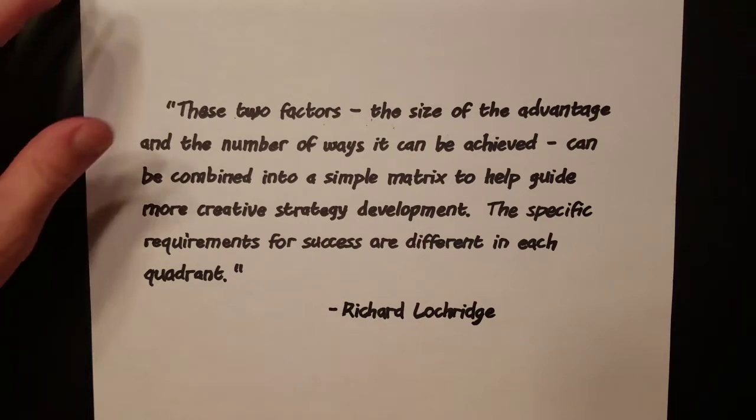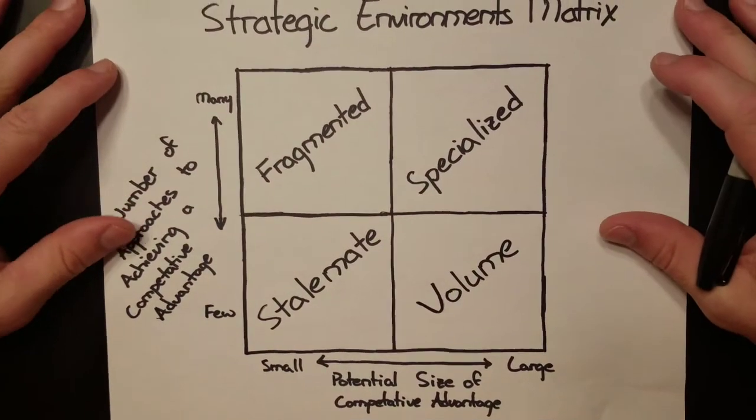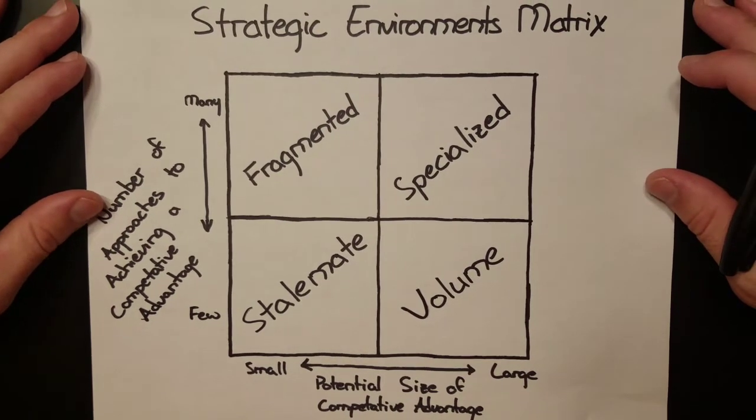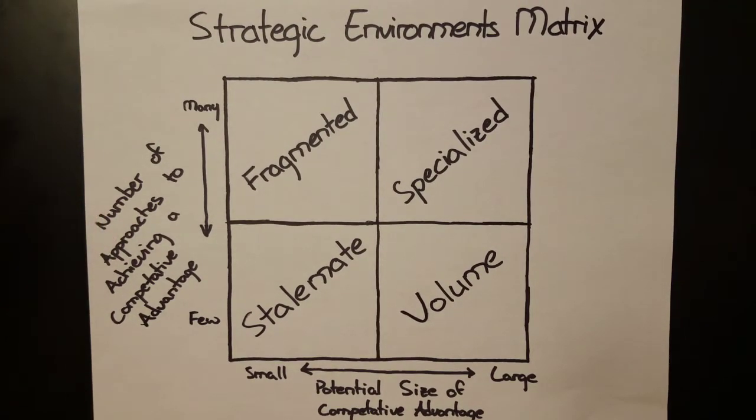The size of advantage is the ability to create economy of scale within the business, whereas the number of approaches to achieve advantage is the ability to differentiate from competitors. These qualities create a matrix consisting of 4 types of businesses.